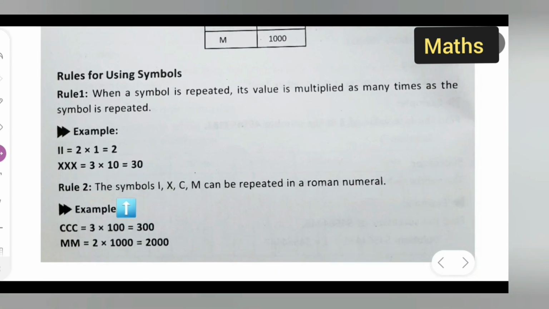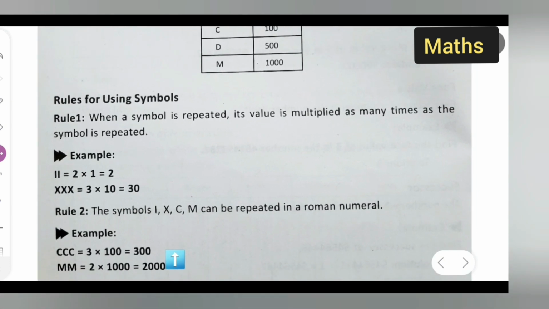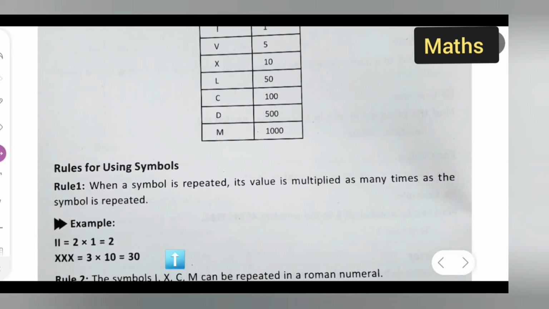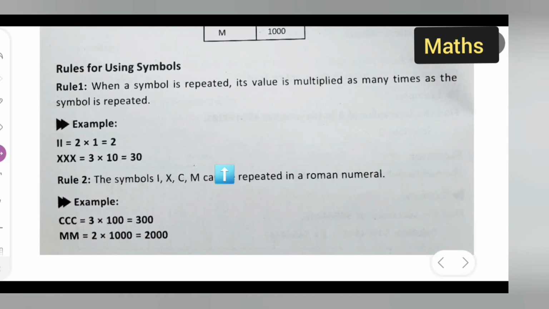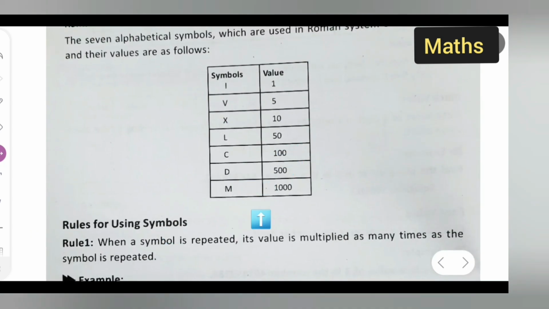Now rule number 2 is the symbols I, X, C, M can be repeated in a Roman numeral like CCC, which means what you'll have to do, 3 multiplied by 100. So what you will get is nothing but 300. MM means what? 2 multiplied by 1000, 2000 you will get. Okay, CC. C is what? 100. So you'll have to multiply these 3 C's multiplied by 100. If you all do, you will get 300 this way. You'll have to use this and do this.